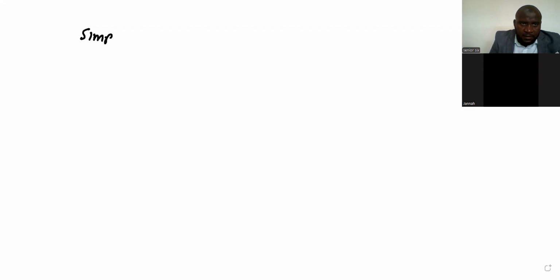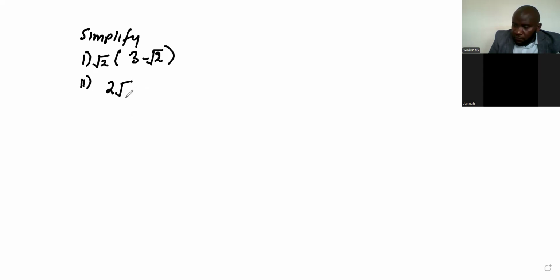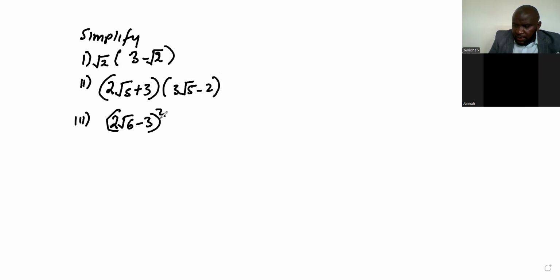Question says simplify. First example is which one? Root of 2, 2 brackets, thrice minus root of 2. The second example is 2 root of 5 plus 3 into 3 root of 5 minus 2. Then 2 root of 6 minus 3 squared. So solutions here.